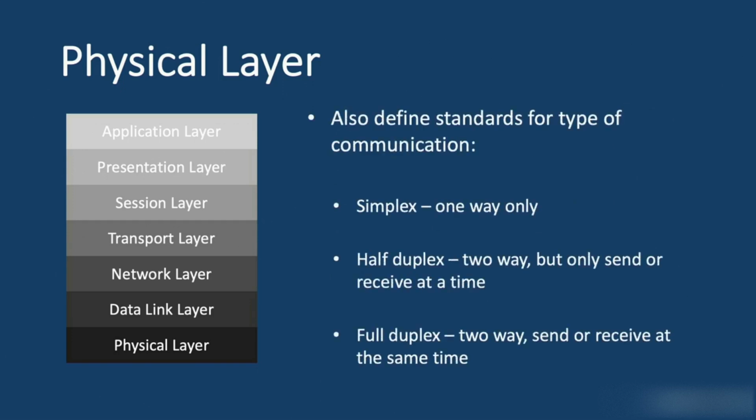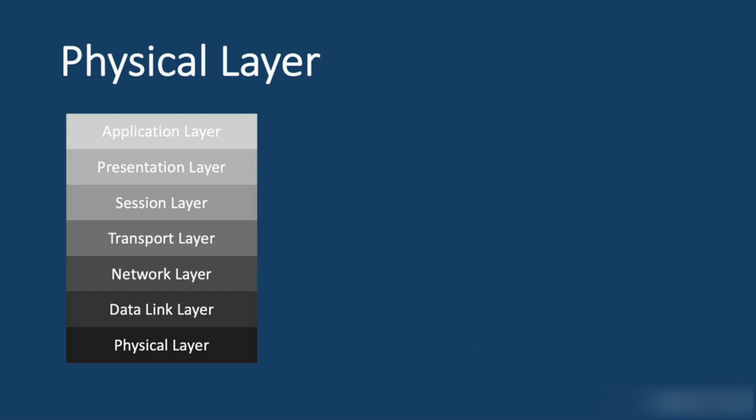The physical layer also defines standards for the type of communication. So we have 3 types of communication: simplex, which is one way only. Think of a radio broadcast. The second type of communication is half duplex, which is two-way, but you can only send or receive at a time. Think of a walkie-talkie. The third one is full duplex, which is two-way communication, where you can send and receive data at the same time. Think of a phone call. So it's the physical layer that's responsible for defining standards for the type of communication.